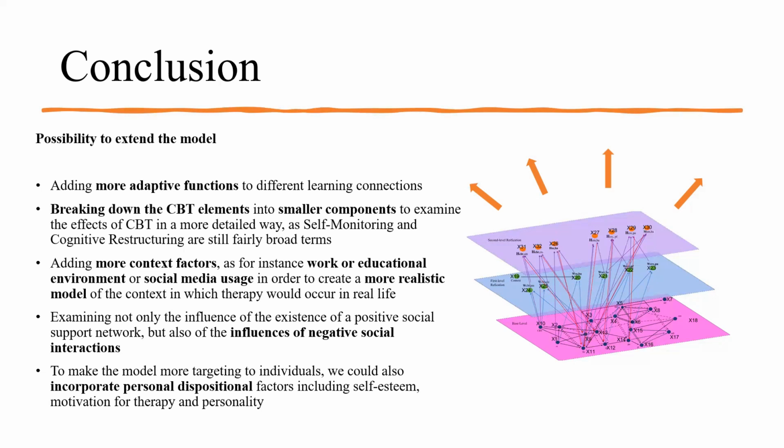And also it would be possible to examine not only the influence of a positive social support network, but also the influence of negative social interactions or negative online social interactions, which could worsen symptoms of BDD, for example. And also what Cici already mentioned, maybe incorporating more individual predispositional factors like motivation or character traits to make this kind of model even more accurate for a real patient.